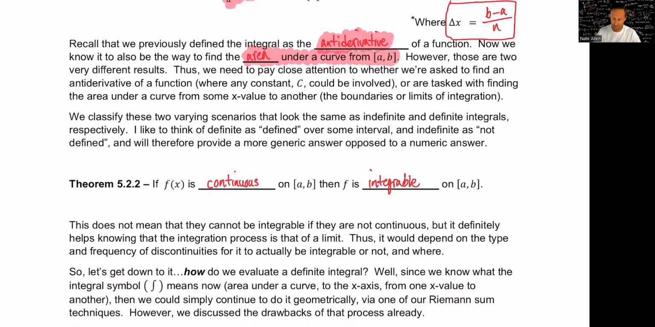Right? So again, very, very important whether we're working with a limit or a derivative or now the antiderivative, because limits approach from both sides and derivatives and integrals are just limits in disguise that find particular things. That's why this is so very important for us to know. Now, it doesn't mean that they're not integrable if it's not continuous, but it definitely helps.